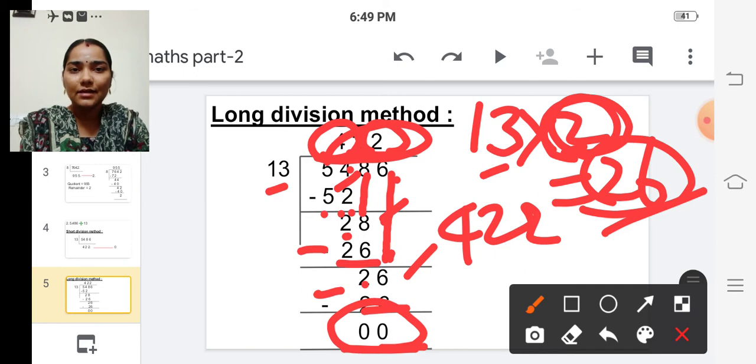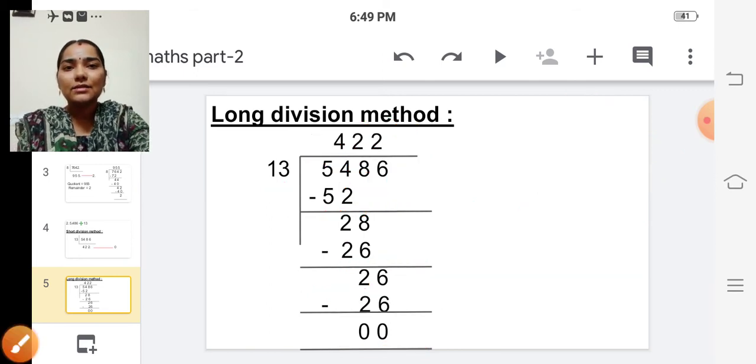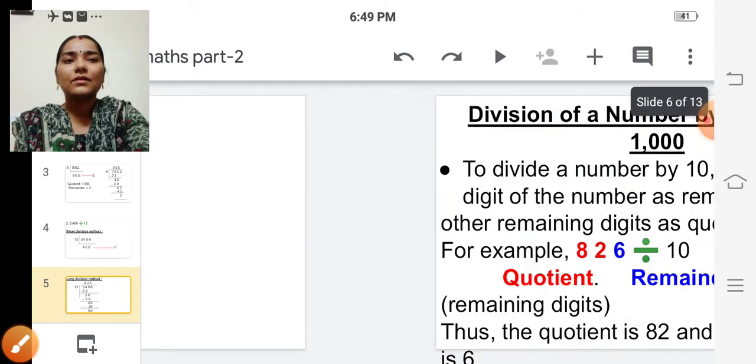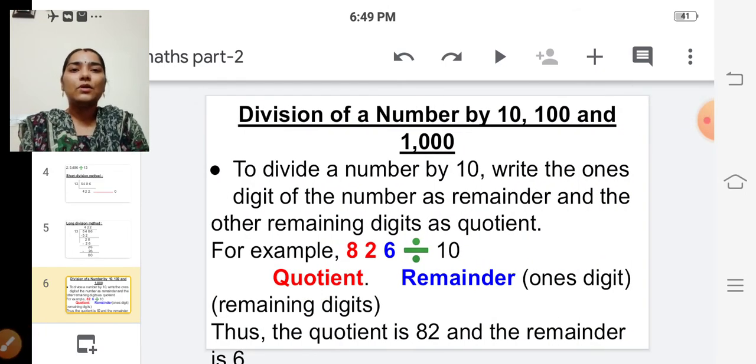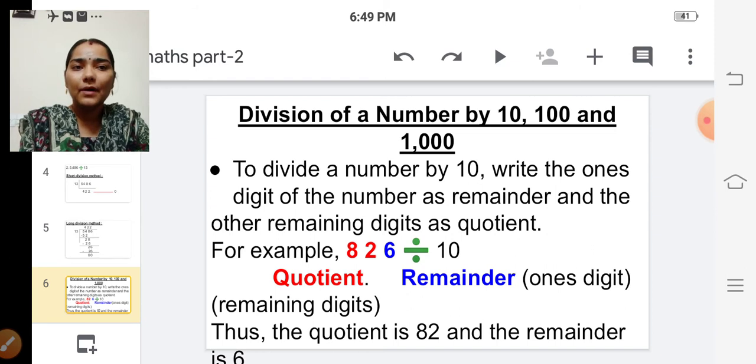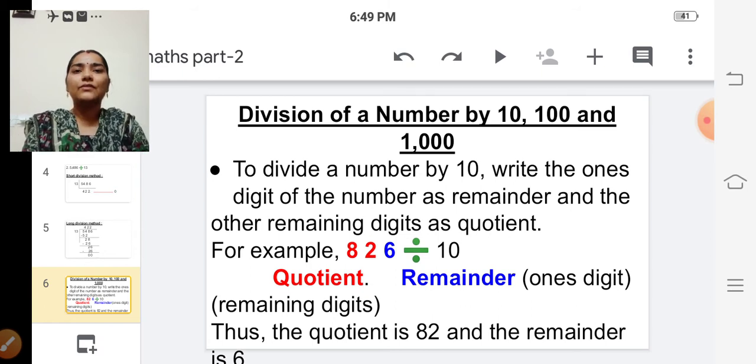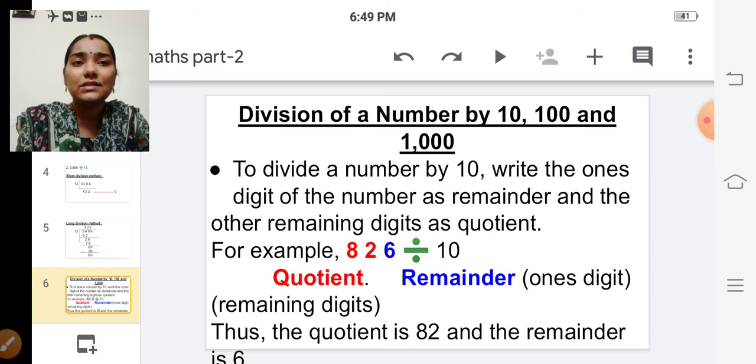Is it clear, children? Yes. Shall we move on to the next one? Yes. So the next one is division of a number by 10, 100 and 1000. If the divisor is any of these three, 10, 100 or 1000, then it will be very easy to write the answer. In a single step we can write the answer.